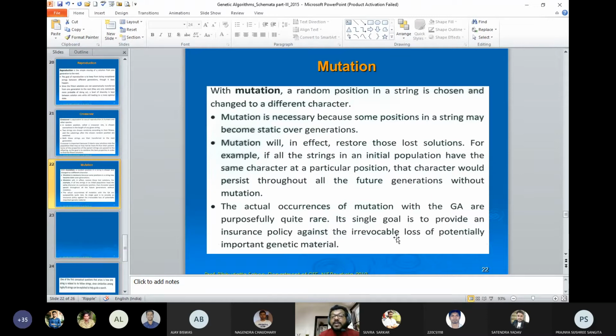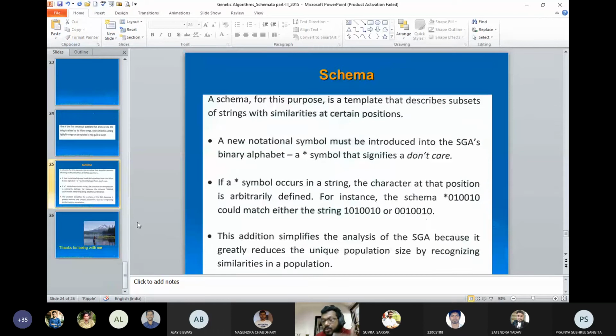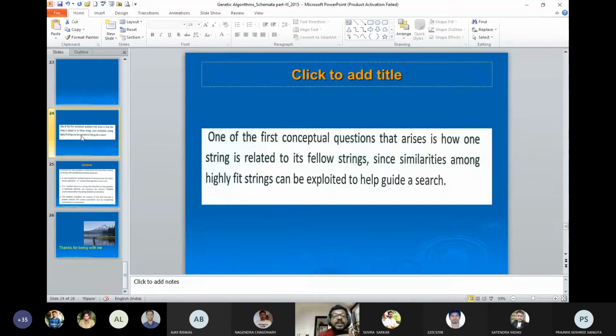One of the first questions that arises is how one string is related to the fellow string, since the similarity among highly fit strings can be exploited with the help of a guided search. When it comes to the guided search, we are looking for help from the schemata. So if you look at the crossover, mutation, and all these three basic functions, reproduction, without schemata, then here we are going to identify why we need a guided search.